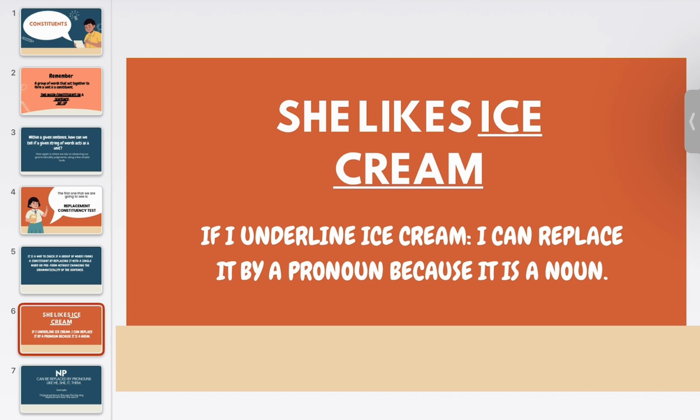For example, in here I have an example: She likes ice cream. I have underlined ice cream. She is the subject, likes is the verb, and ice cream is the noun. So a noun can be replaced by a pronoun. In this case, ice cream is a thing, so I'm going to replace it with a pronoun. So this is a general example.